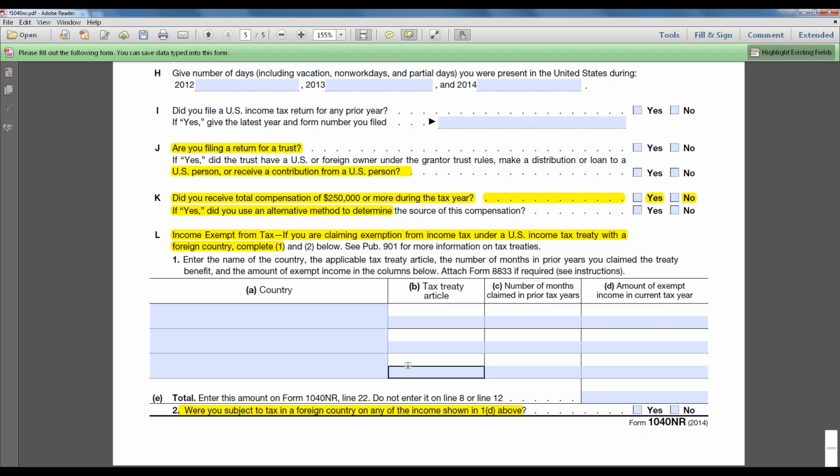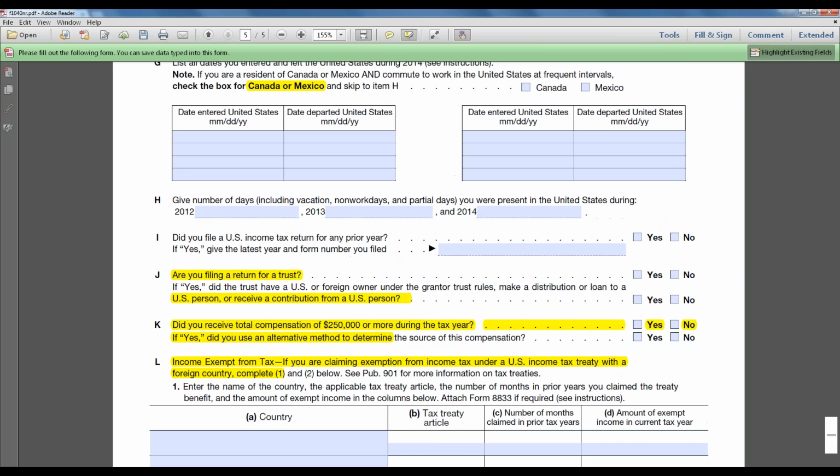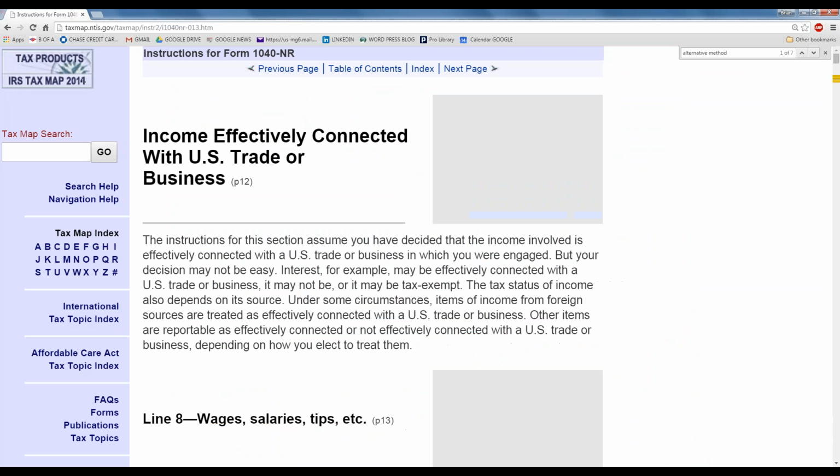So this is the main part of the form. But every line has its own little bit of nuance, and the instructions are very good. If we can get to a nice page on the instructions, it's a special page. It's not the instructions. So this is up here. This is the government tax map. You can see the URL up here. I use this a lot.